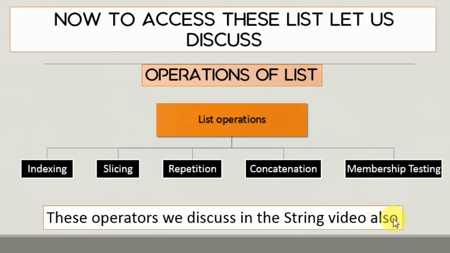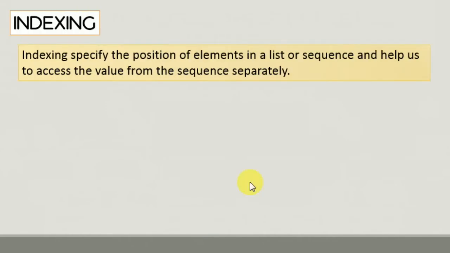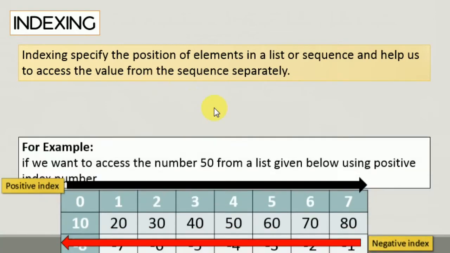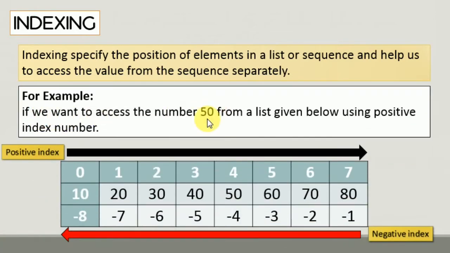So let's move to the next part. Now indexing, you know what is the meaning of indexing? Indexing starts from 0. Indexing specifies the position of the element in the list or a sequence, and helps us to access a particular value according to the index value. So if we ask to access the element number 50, where is that element? Here. If we talk about positive indexing, it is stored at the 4th place, and if we talk about negative, it is stored at -4.